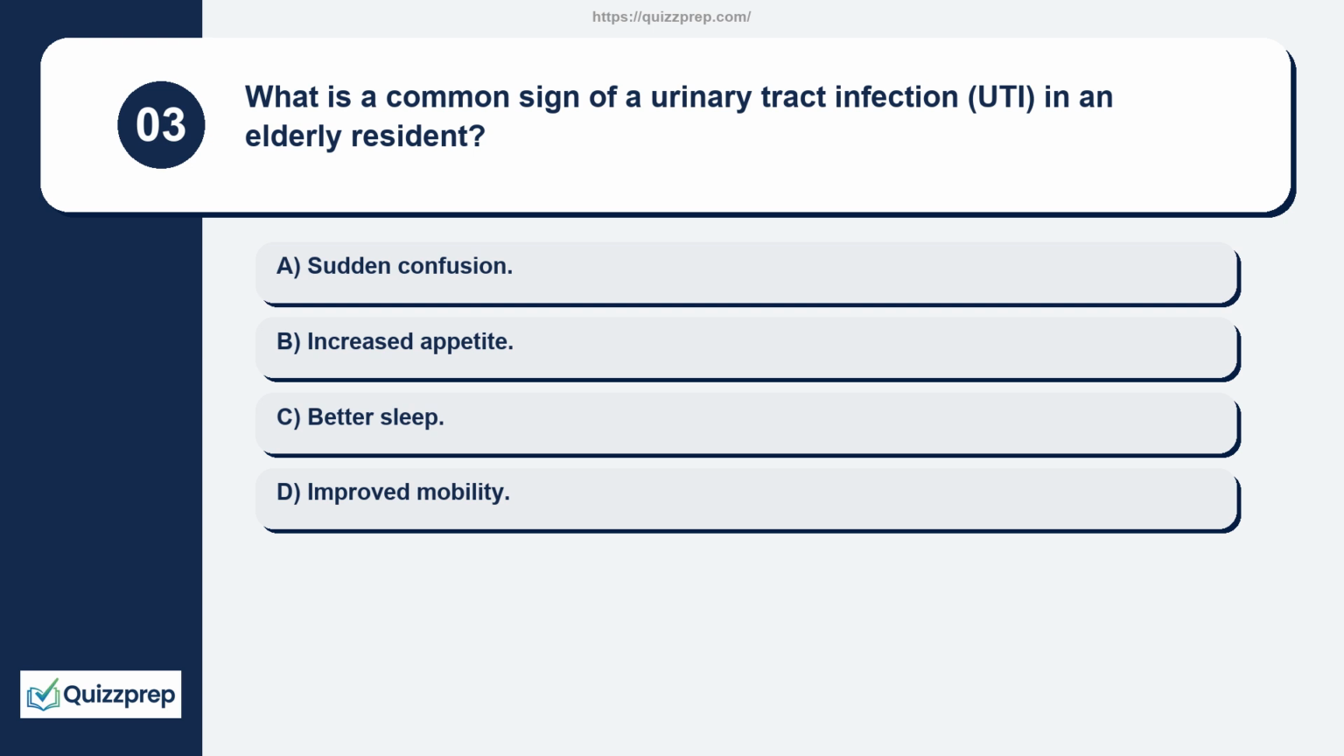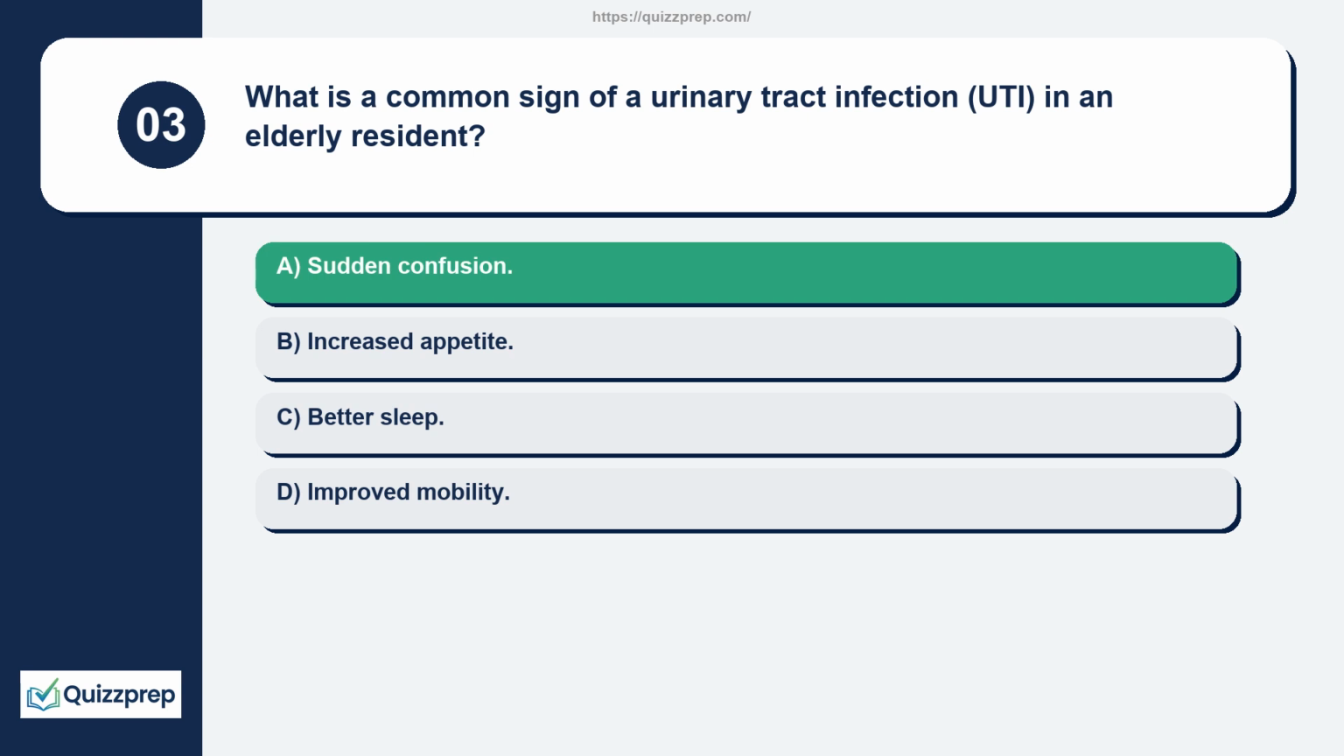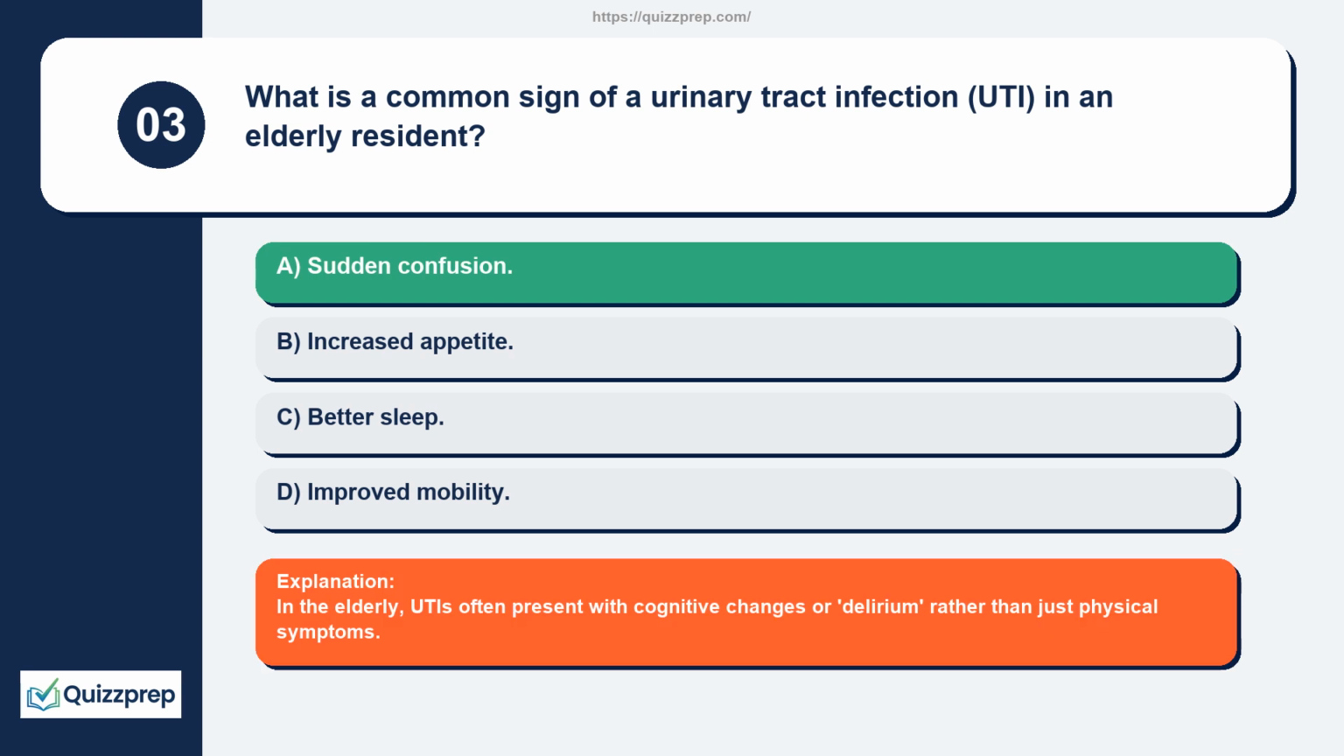Question 3. What is a common sign of a urinary tract infection, UTI, in an elderly resident? Sudden confusion, increased appetite, better sleep, improved mobility. In the elderly, UTIs often present with cognitive changes or delirium rather than just physical symptoms.